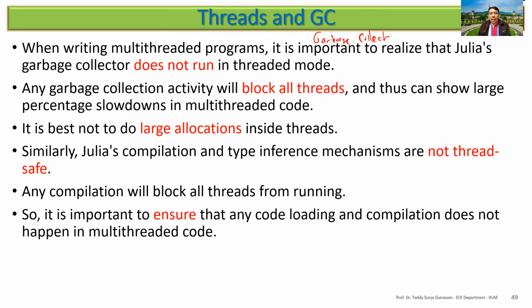When writing a multi-threaded program, it is important to realize that Julia's garbage collector does not run in threaded mode. Otherwise, it will interact with your code. Any garbage collection activity will block all threads. We will run the garbage collector first, and then the thread that is currently running will be stopped. So it is best not to do large allocations inside the threads.